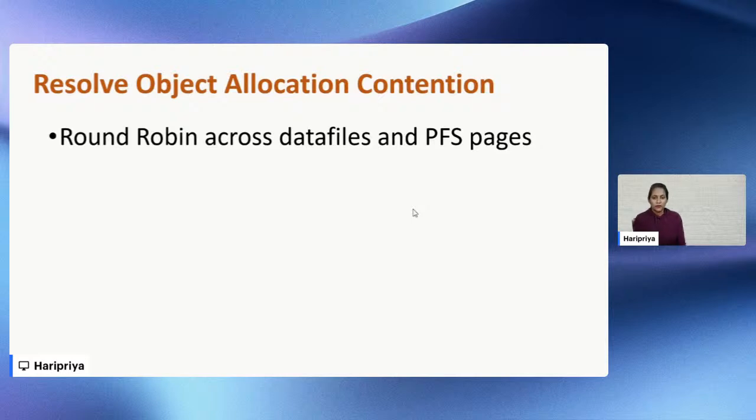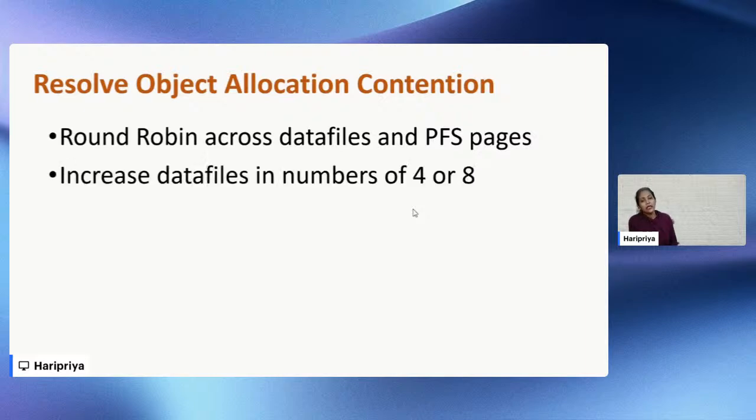So this is the one that we just saw, round robin across data files and PFS pages. That will help mitigate contention. And how many data files do we add? You add 4 or 8 data files. For example, start with 4 data files, check for contention. If it reduces, good. And if it reduces a little bit, try adding another 4 and again check for contention.